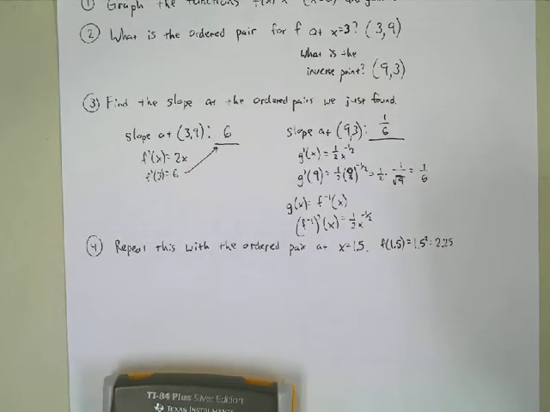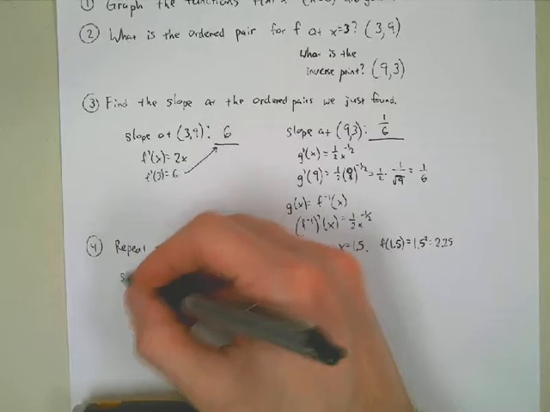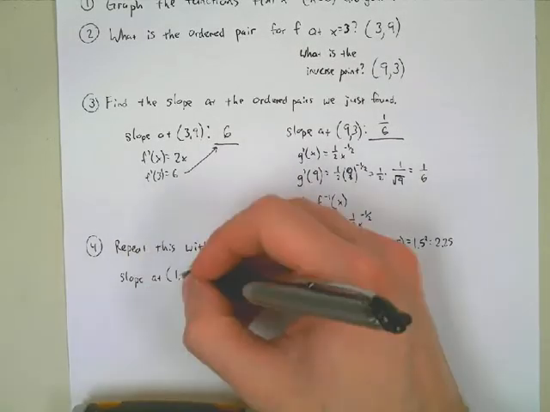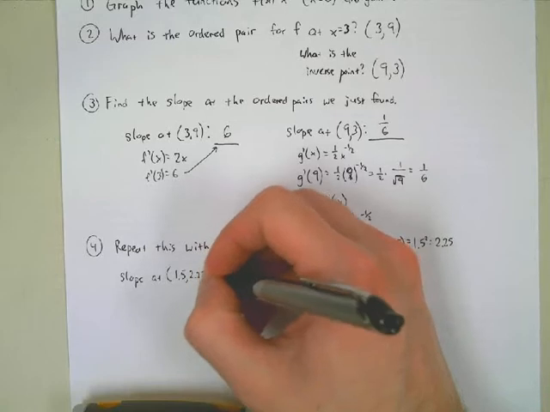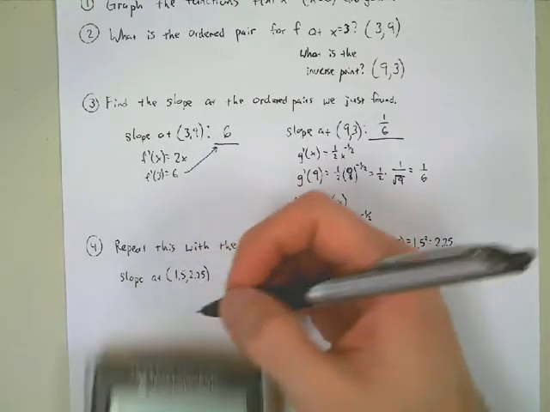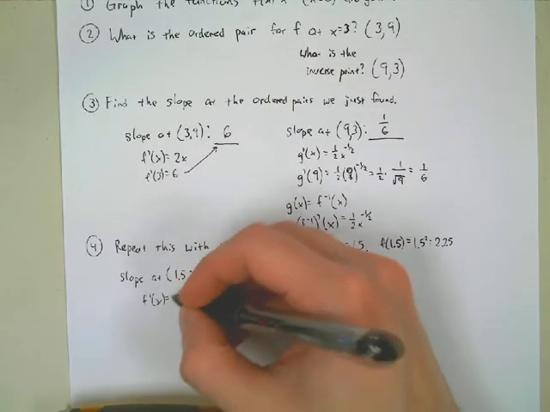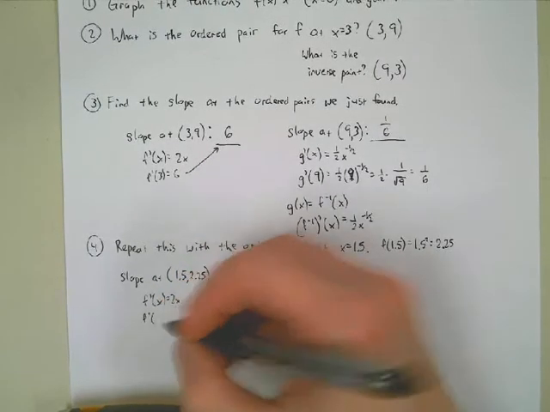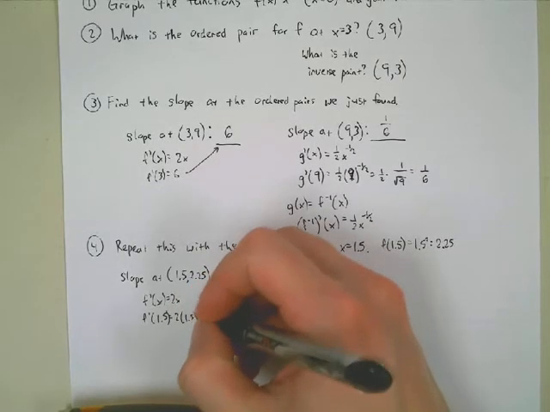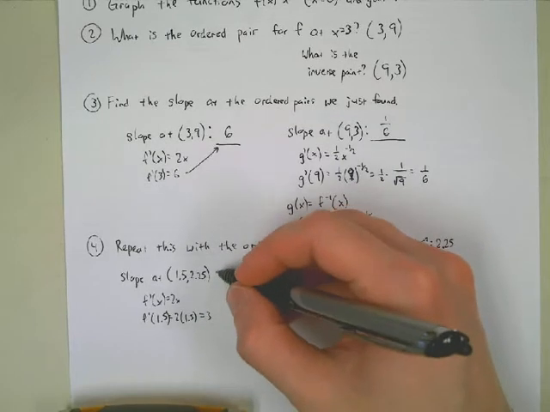Good so far? So let's find the slope then at the point 1.5, 2.25, using f. Again, we know f prime of x is 2x, and so f prime of 1.5 is equal to 2 times 1.5, which is 3.